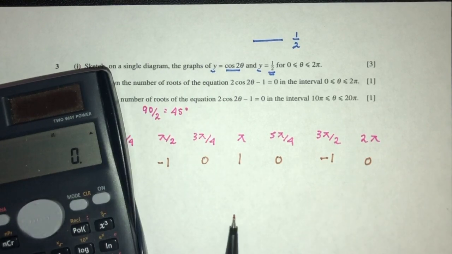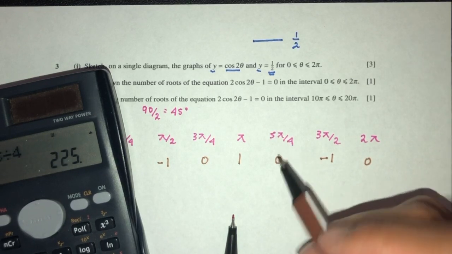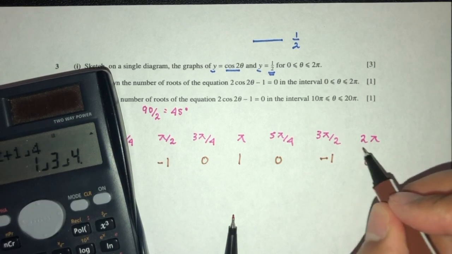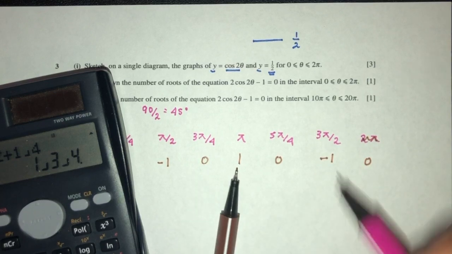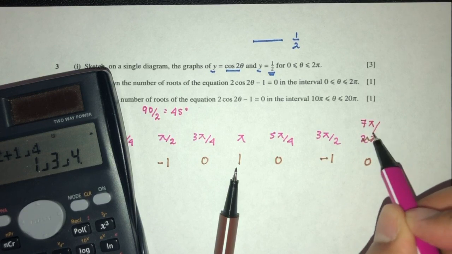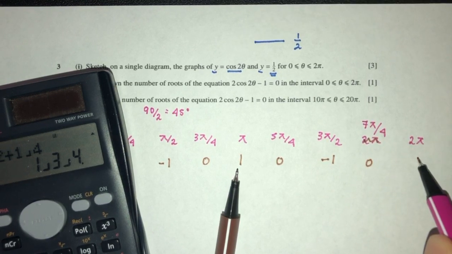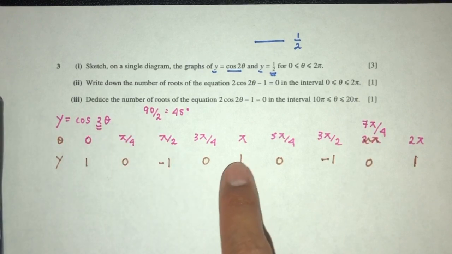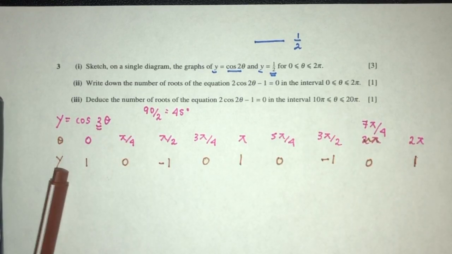So let me check. That will be 5 times 180 divided by 4, which is 225, plus 45 is 270. That should be 3 pi over 2 plus 1 over 4 pi, which is 7 pi over 4, and then 2 pi. So you have to always end up with a complete cycle. I realized I was missing a value by understanding that we have to have 1 cycle and 2 cycles. Now we know this shape.